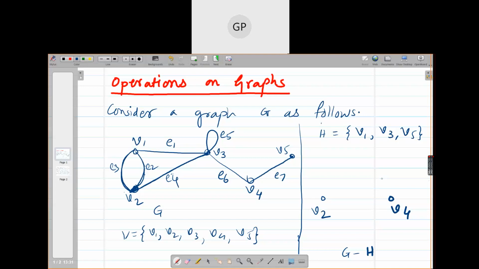The same idea you can apply for edges now. But when you delete the edges, you don't delete the vertices. Is that clear? When you delete the vertices, automatically the edges are deleted. But when you delete the edges, the vertices are not deleted. Vertices are the basic thing. So write the next subgraph, edge deleted subgraph.